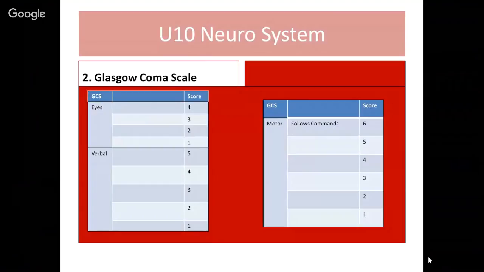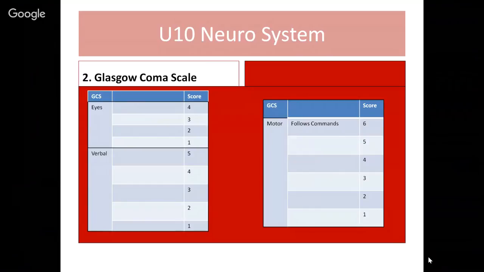Okay, so eyes. What are the 4 scales for eyes? Does anyone remember? The pupil. Spontaneous was one of them. And then to sound, they respond to your voice. To touch. To pain. And then no response. And then also not testable for any of the categories. And then none, right?